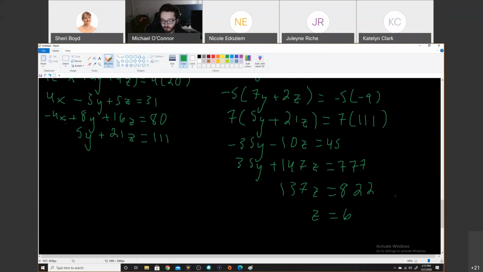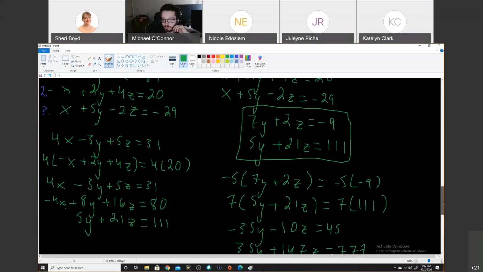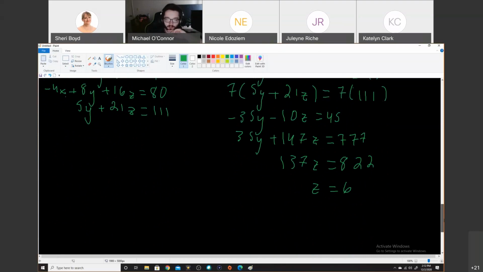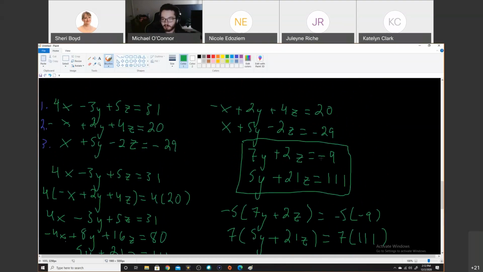So I probably did something wrong in the substitution department when I tried it that way. I think I just did something arithmetically wrong. So I'll go through and solve the rest of it. So we have z equals 6. And then here I'll just plug in z equals 6 in my top equation into this 2x2 system and then solve for y.